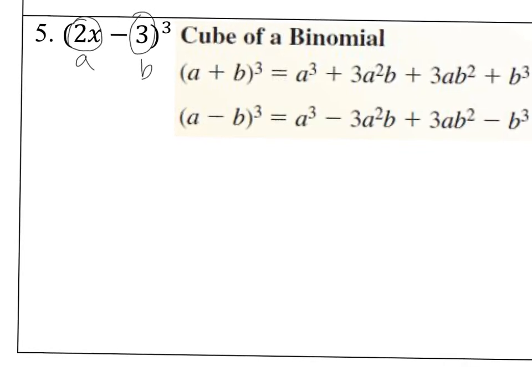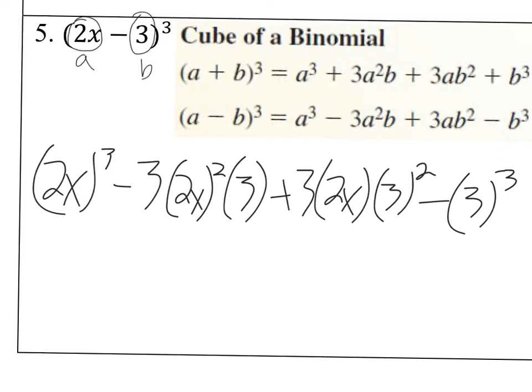All right? So I'm just going to plug in a 2x every time I see an A and a positive 3 every time I see a B, and then make sure I write down these minus signs there. Okay, so a to the third would be a 2x to the third minus 3a squared b minus 3a squared, 2x squared. Make sure, since a is more than one term, you use parentheses. That's very important, okay? And then times b would be times 3. And then 3ab squared, 2x is a, and then b squared would be 3.